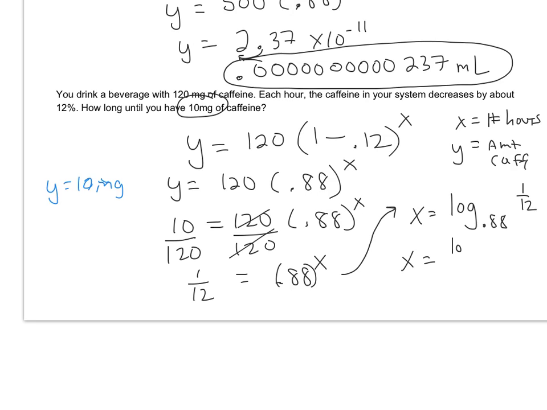So in the calculator, that would be log of 1/12, or Desmos, or however you're doing this, divided by log 0.88. So I'll just put those two values in, making sure that it is in this order, making sure the 1/12 is on top and then the 0.88 is on bottom, because that would make a difference. So I get 19.44, and that would be hours. So even after 19 hours, you still have 10 milligrams of caffeine in your system.